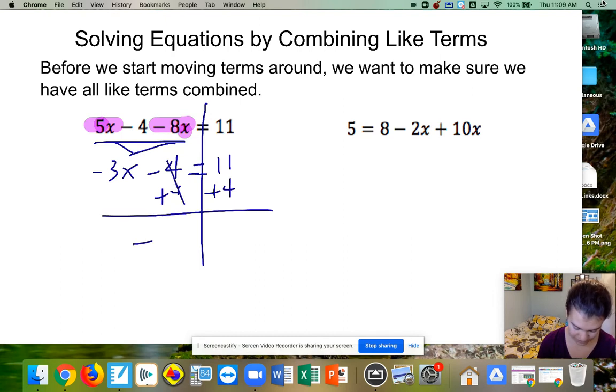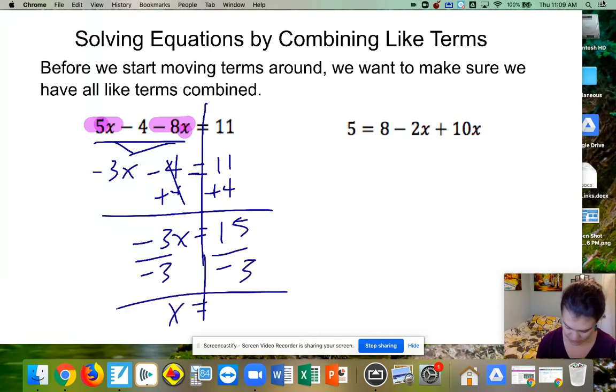Those will cancel. You get negative 3x equals 15. Divide by your negative 3. And x will equal negative 5. So that's that one. This next one, draw your line in again.